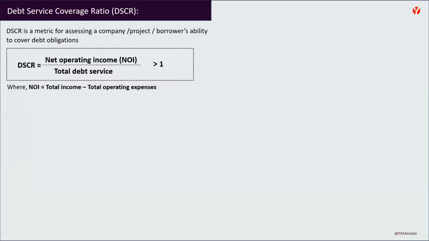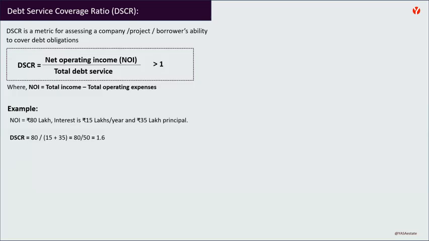Let's start by defining DSCR. The debt service coverage ratio is a financial metric that tells you how easily a company can meet its debt obligations using its operating income. To calculate DSCR, you take the company's net operating income and divide it by total debt service, which includes both interest and principal payments. In simple terms, DSCR shows how many times a company can cover its debt obligations with the income it generates from operations. Let us look at an example to make it clear.